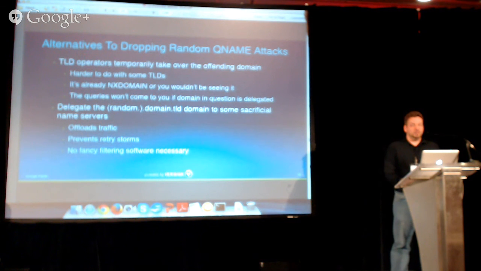If you're a TLD operator and you have the ability to add and subtract zones in this circumstance, that might have helped us out. It was already NXDOMAIN, or else the traffic wouldn't have been coming to us. But if you have the option within the policies of your TLD to add the domain temporarily and offset it to a set of sacrificial name servers, then that'll help you defer the traffic off to some other name servers. They won't hit you and there won't be any retries. And you don't need any of our fancy VeriSign Atlas filtering software.